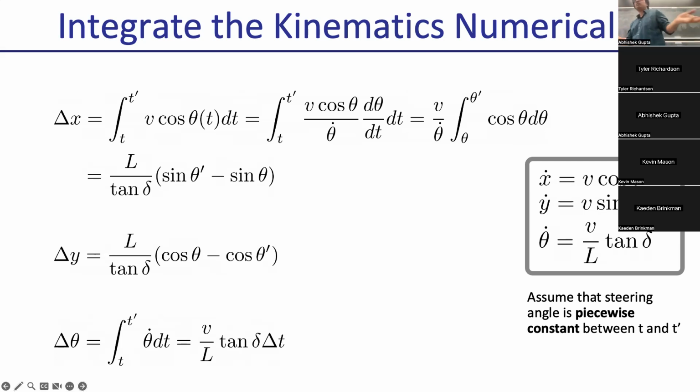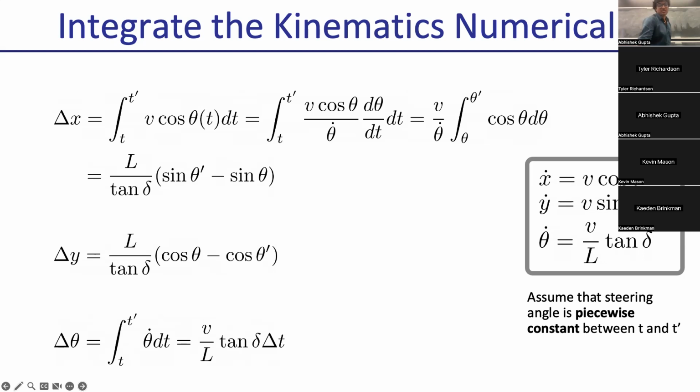Are we done? Is this enough, or do we need to do more? We figured out how the delta x tells us how to go from x to the next x, and same for y and same for theta. But is there more that we need to do, or are we completely done? What have we achieved in context by integrating?